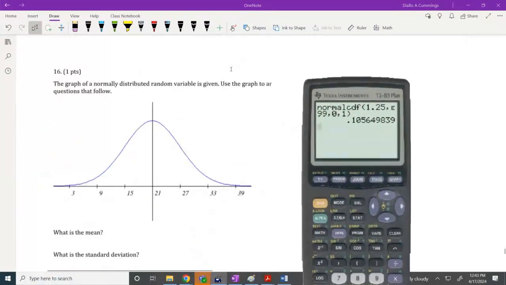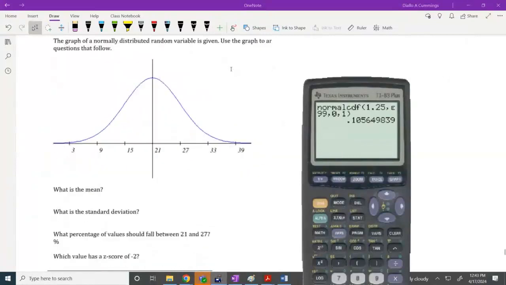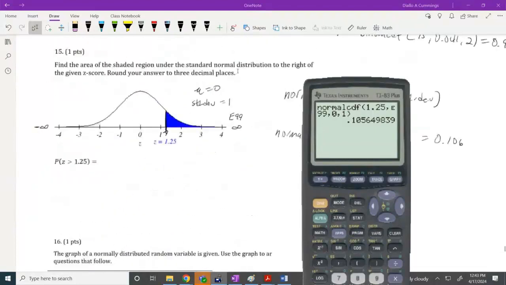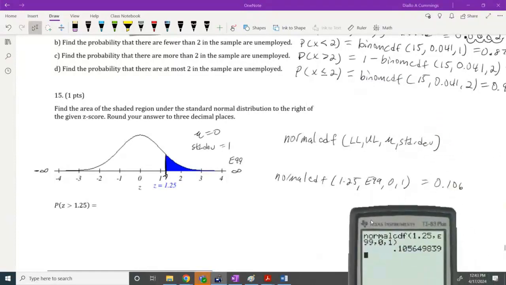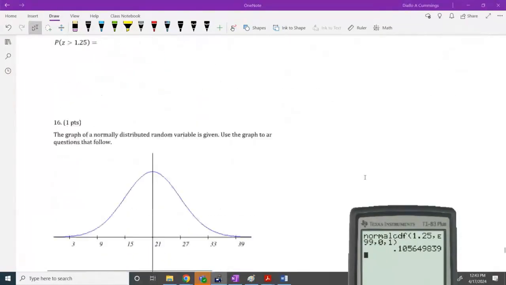All right. So we take a look at number 6. It says the graph of a normal. Okay. So where it has the P, where it has the Z is greater than 1.5, that's how I know that my upper limit is infinity. That's right. That's what I was trying to figure out.